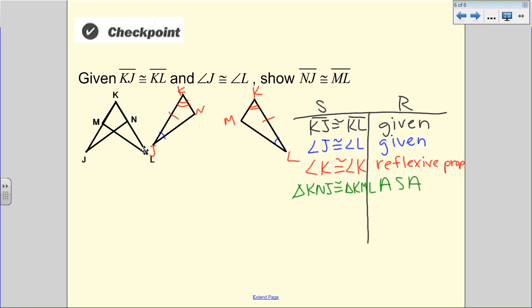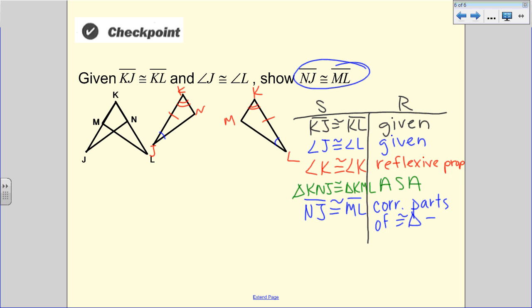Now that I've proven the triangles are congruent, I can name my corresponding parts. So NJ is congruent to segment ML, and that's the corresponding parts of congruent triangles are congruent. You can abbreviate it that way. All right, we'll take a look at the second checkpoint problem in class.